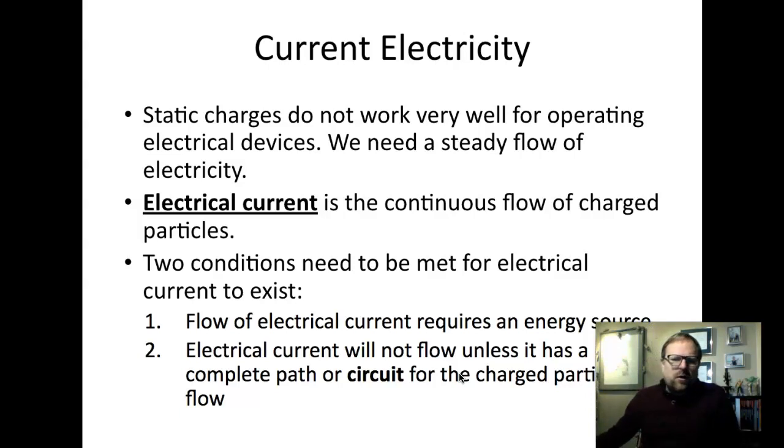And electrical current is the continuous flow of charged particles. Okay, so static electricity was the buildup of charged particles. Electrical current is the flow of charged particles. In order for electrical current to exist, two things must happen. First, the flow of electrical currents requires an energy source. There needs to be something that is providing a flow of electrons.